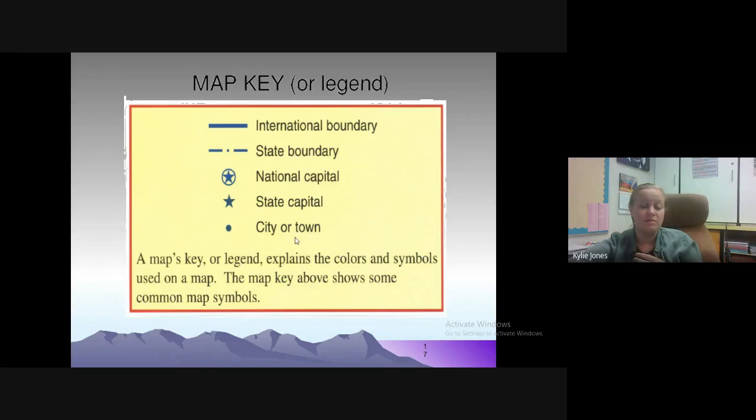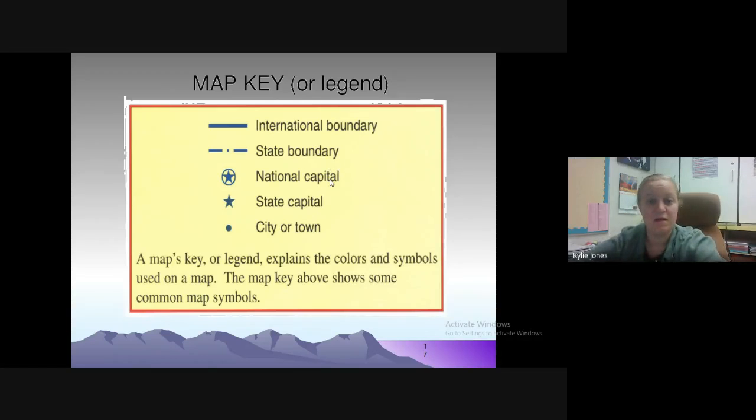So this one up here shows really common symbols that you're going to see, like a star is the state capital in the U.S. We put a star on the capitals. Little dots are going to show you just a town in the state, not necessarily the capital. State borders are dots and dashes. An international boundary would be like the boundary between Canada and the U.S. So the map key just kind of explains the symbols that are used.